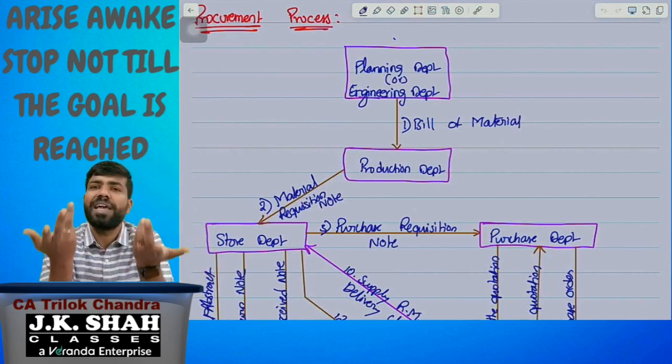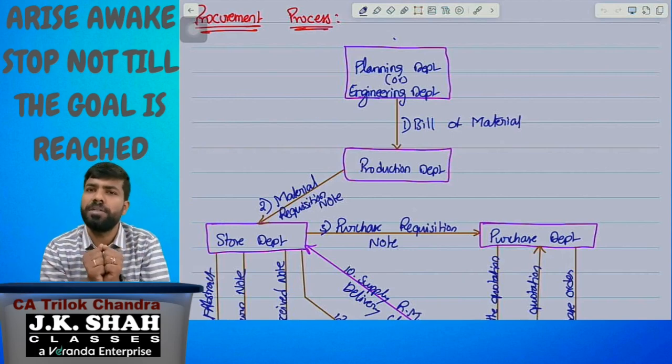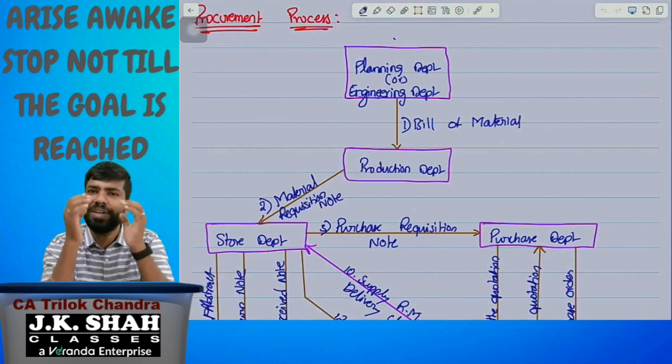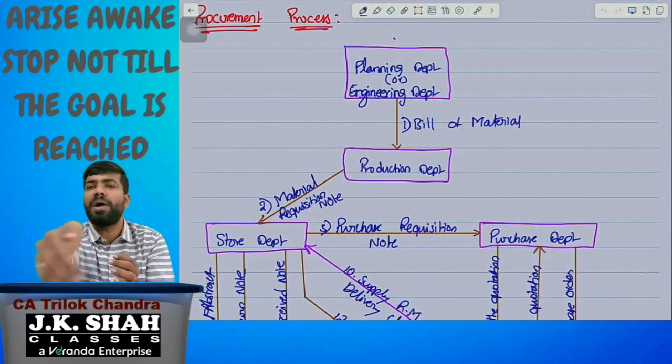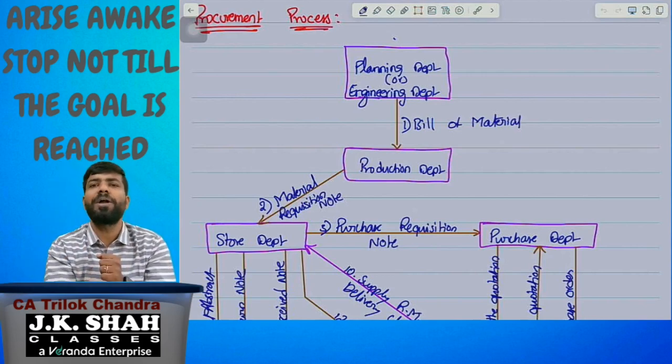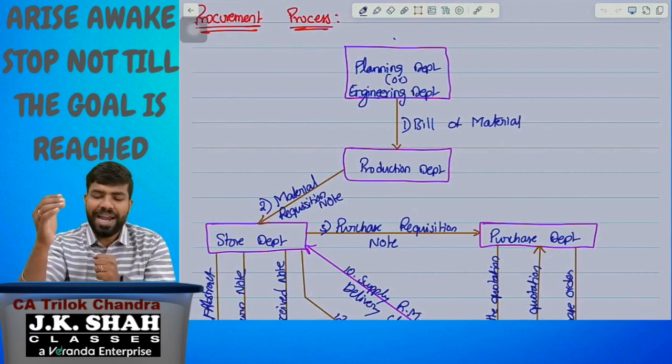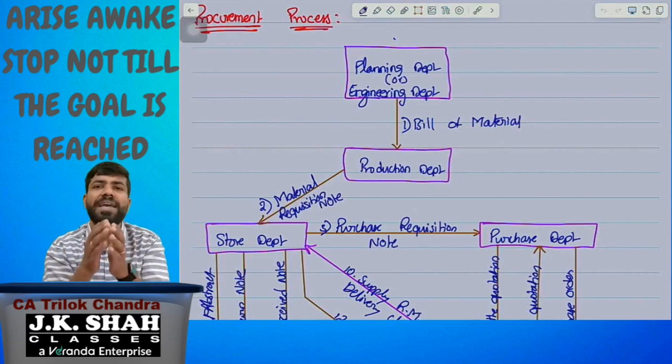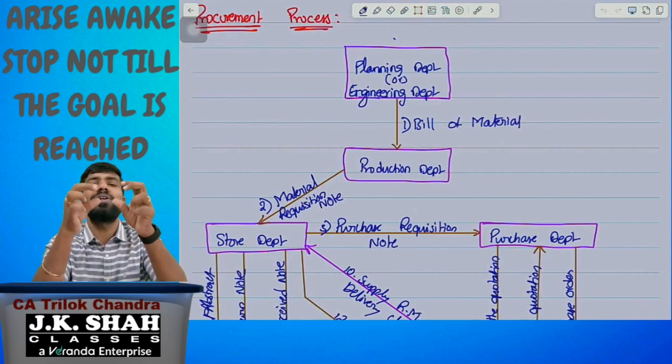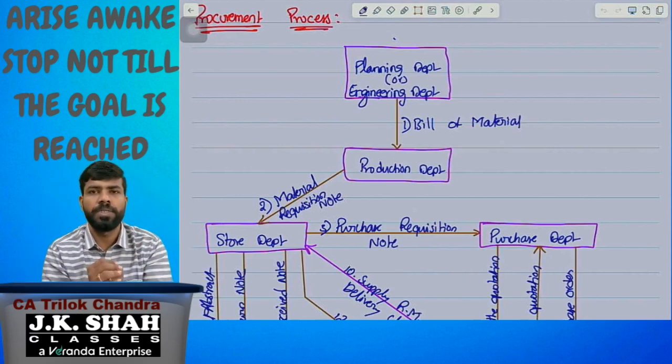If the product does not have demand, what is the purpose of production? We are producing the product to sell it in the market. So first we need to analyze the demand in the market. The engineering department and planning department will analyze the demand, and based on the demand, they will decide the production requirement.